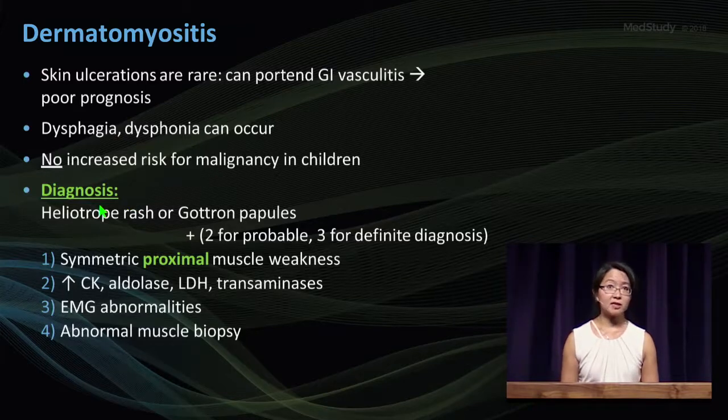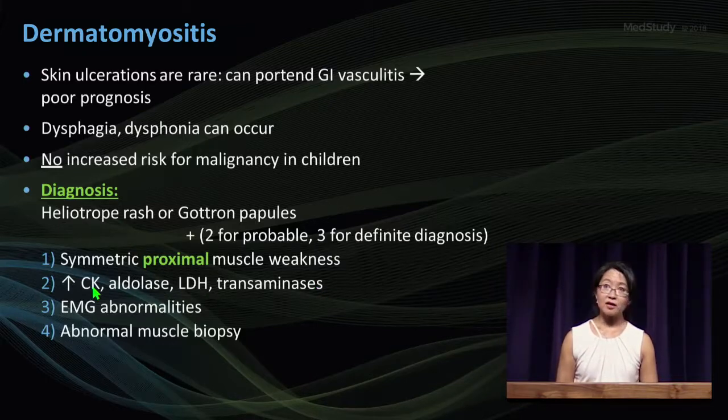So the way you make the diagnosis of dermatomyositis, heliotropic rash or Gottron's papules, very specific for the disease, +2 for probable or 3 for definite diagnosis of these 4. Symmetrical proximal weakness, symmetrical, not asymmetrical, proximal muscle weakness.